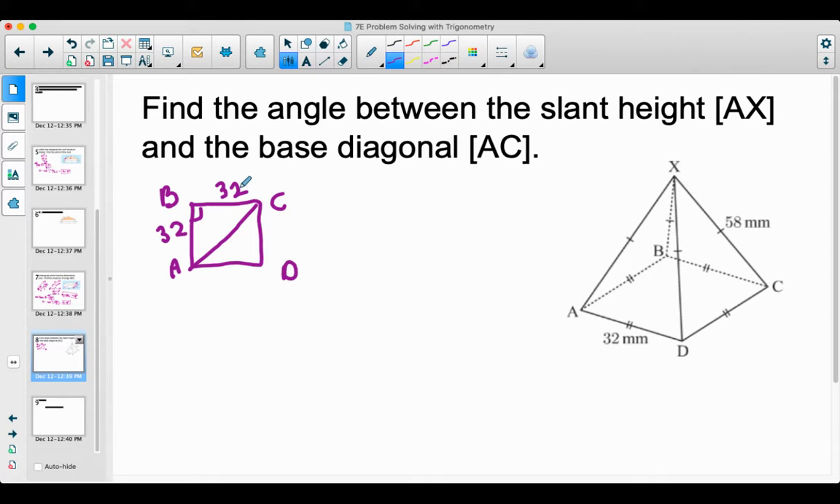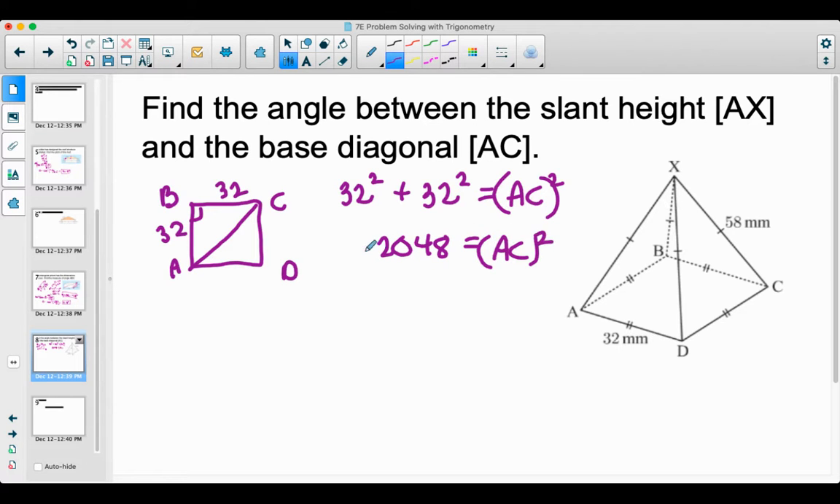And so we can again use Pythagorean theorem to find the distance of AC. So we have 32 squared plus 32 squared is equal to AC squared, which gives us 2048 when we add that together to get us AC squared, and then you square root both sides. And so AC is the square root of 2048.